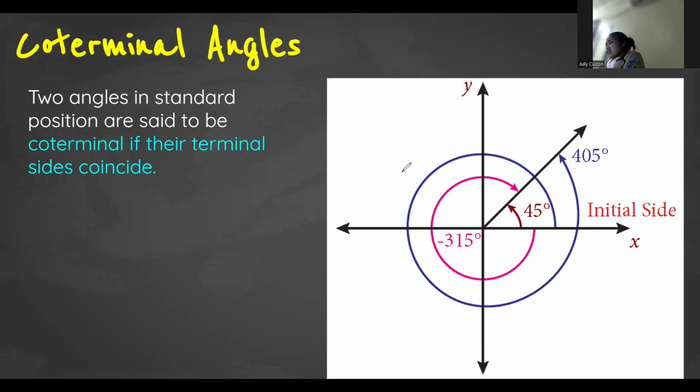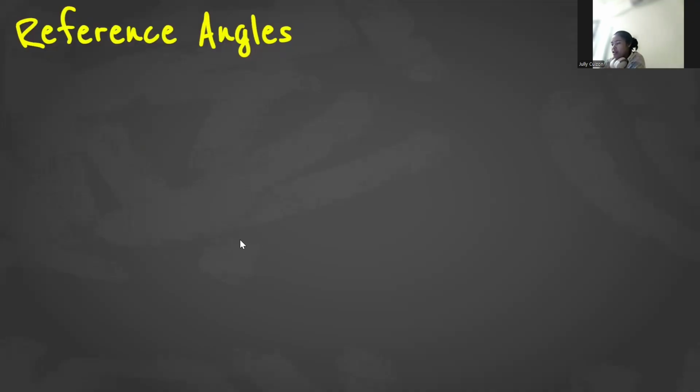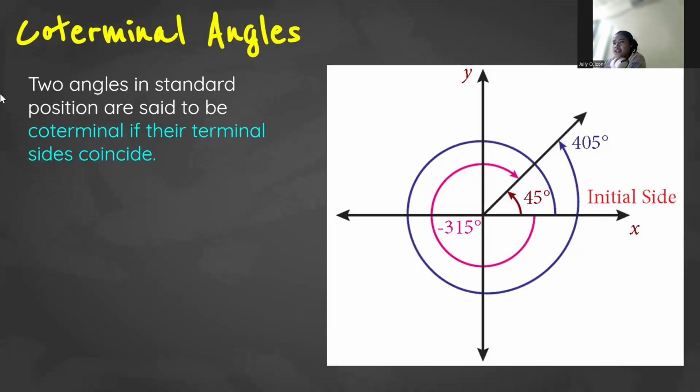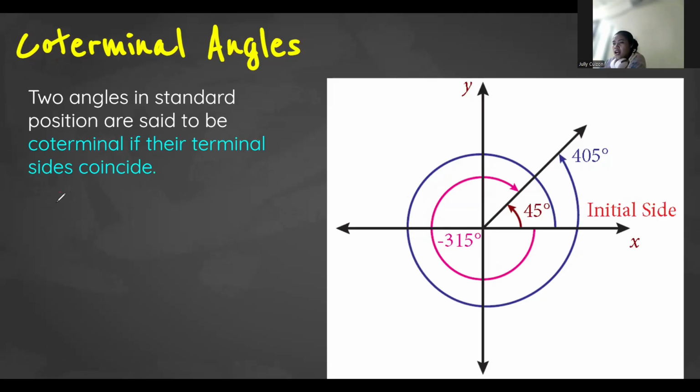And there is actually an easier way to calculate the value of the coterminal angles. We have a formula. So the formula for that is angle minus 360 degrees. So given an angle, you subtract 360 degrees, and that is your negative coterminal.